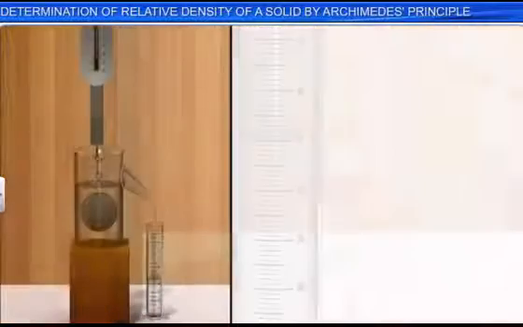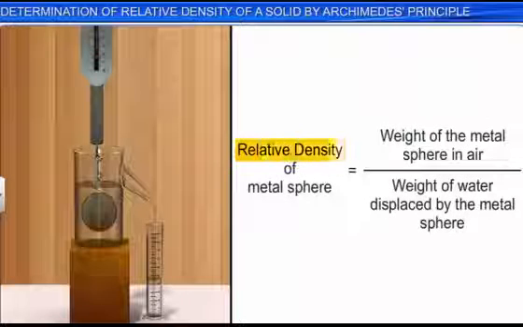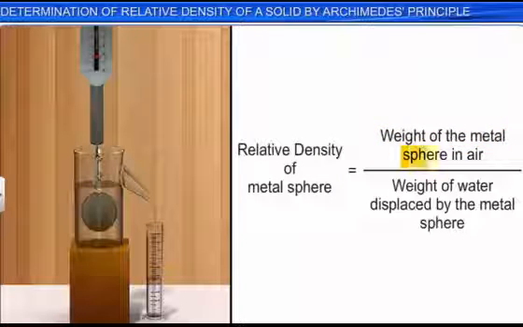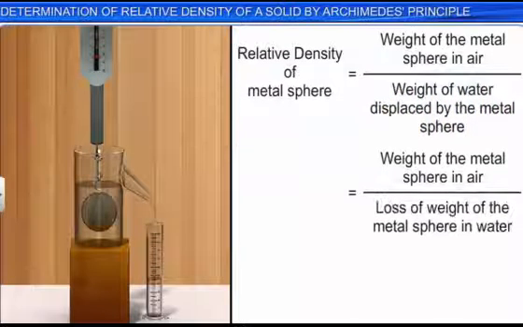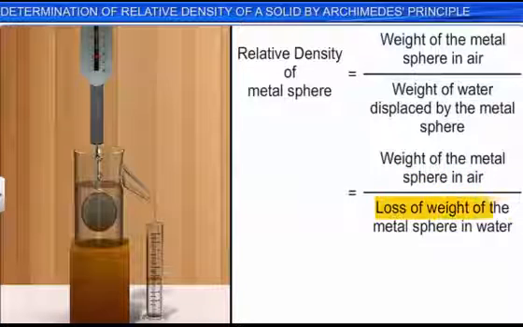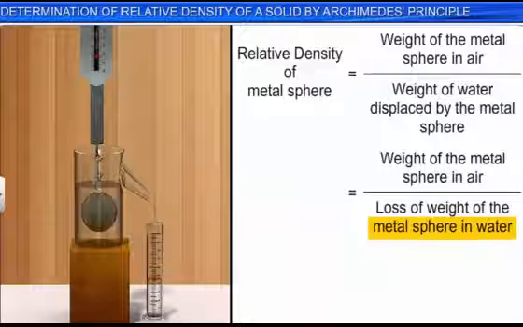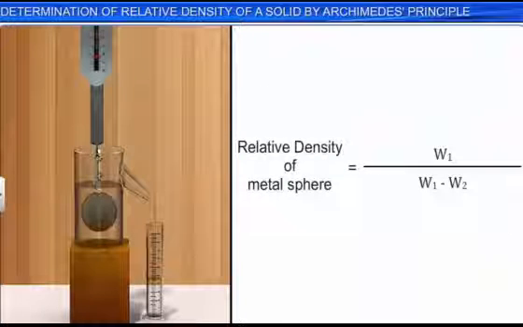We know that the relative density of a metal sphere is equal to the weight of the metal sphere in air upon the weight of water displaced by the metal sphere, or the weight of the metal sphere in air upon the loss of weight of the metal sphere in water. By substituting the related values, we get the relative density of the metal sphere as W1 upon (W1 − W2).